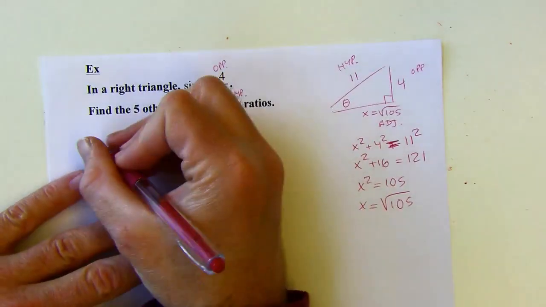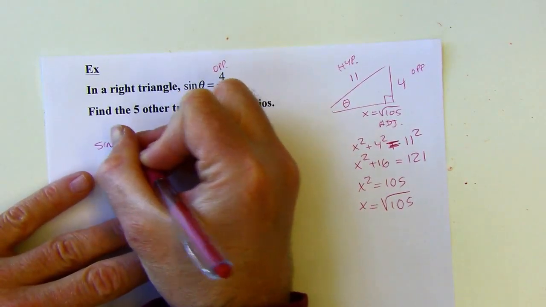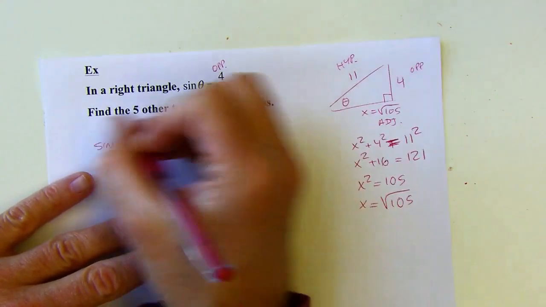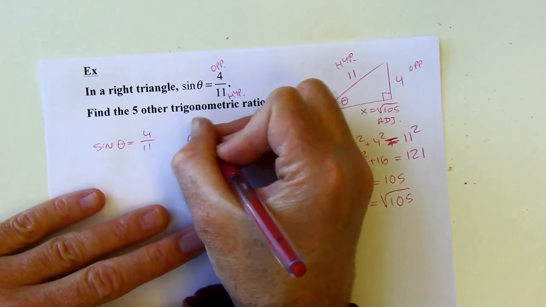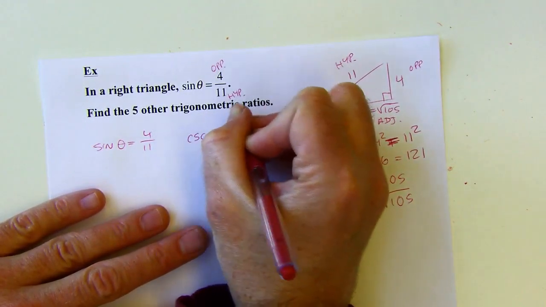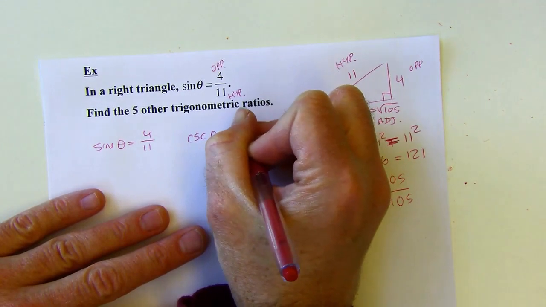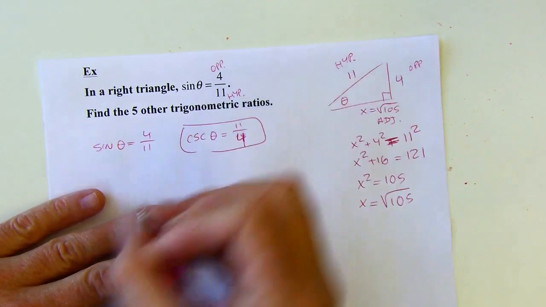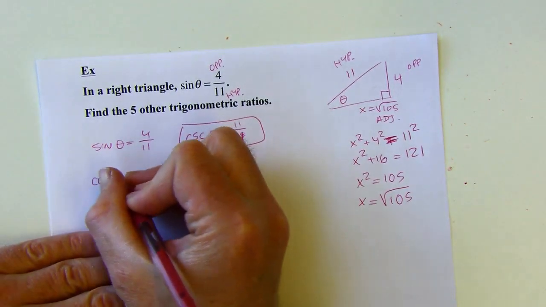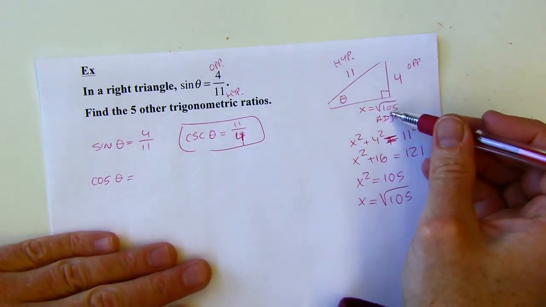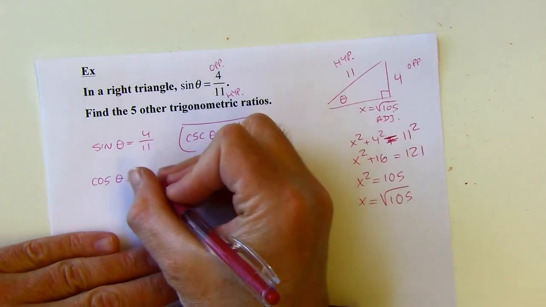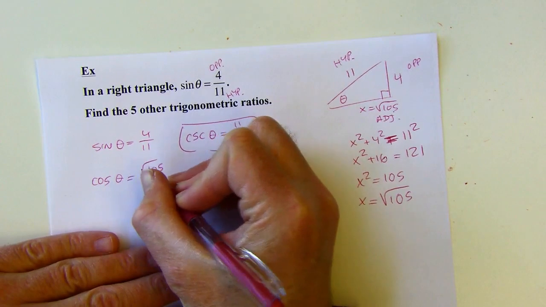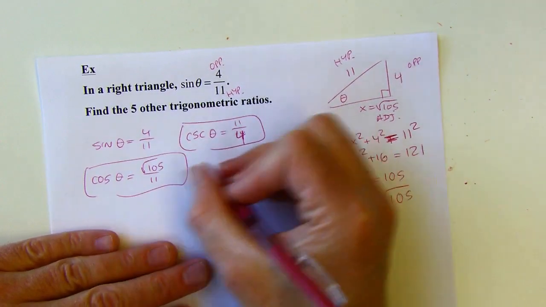So if sine theta equals 4/11, then its reciprocal, cosecant, is 11/4. Just flip it upside down. Cosine, now I can figure that out. Adjacent over hypotenuse, that's root 105 over 11. That one's good to go.